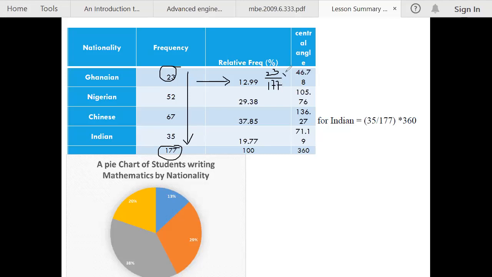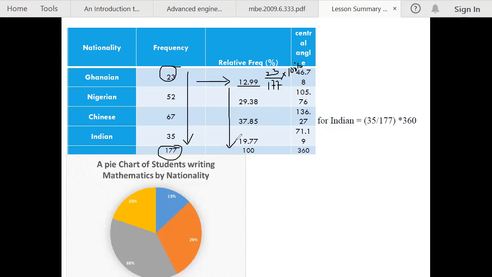So you multiply by what? 100%. That will give you 12.99 over here, right? And because we are expressing all of them in percentage, by the time you finish calculating your relative frequencies, you sum. When you sum, the total should be equal to 100%.